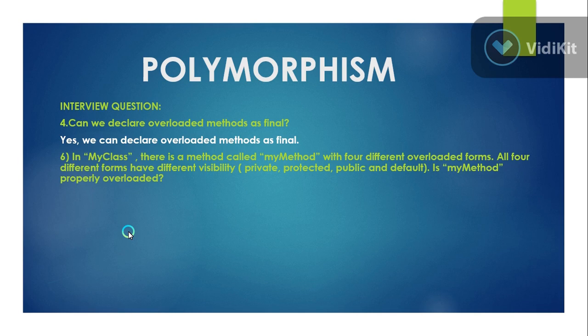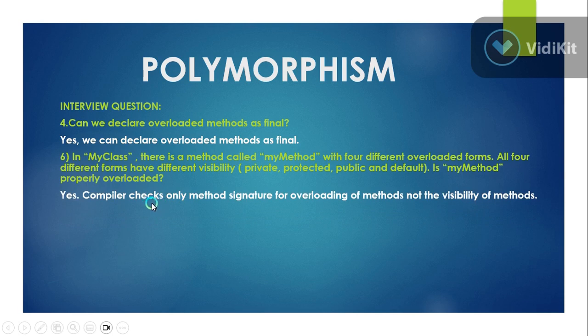In my class, there is a method called myMethod with four different overloaded forms. All the different forms have different visibility, that is access modifiers. We are discussing access modifiers: private, public, default, like that. Is myMethod properly overloaded? Yes. The compiler checks only the method signature of the overloading methods, not the visibility of the methods.